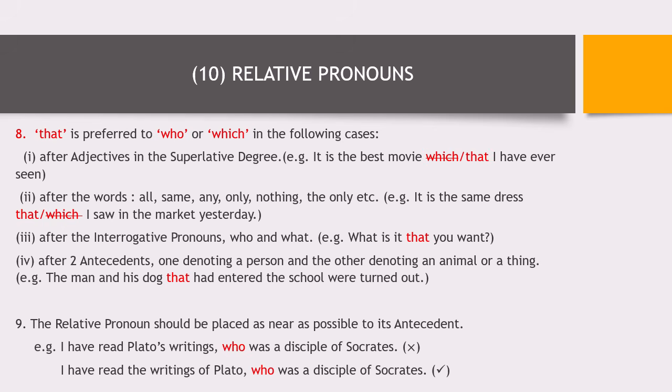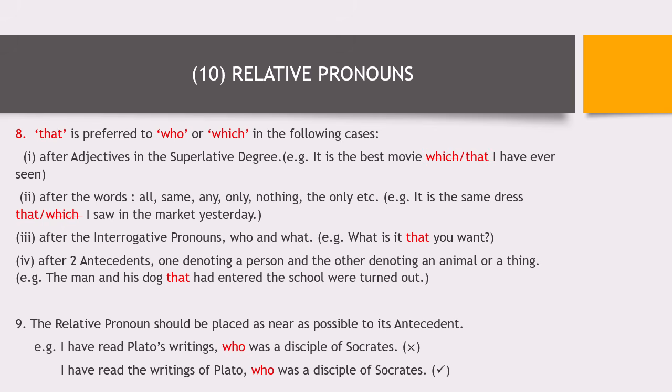3. After the interrogative pronouns who and what. Example: what is it that you want? 4. After two antecedents, one denoting a person and the other denoting an animal or a thing. Example: the man and his dog that had entered the school were turned out.